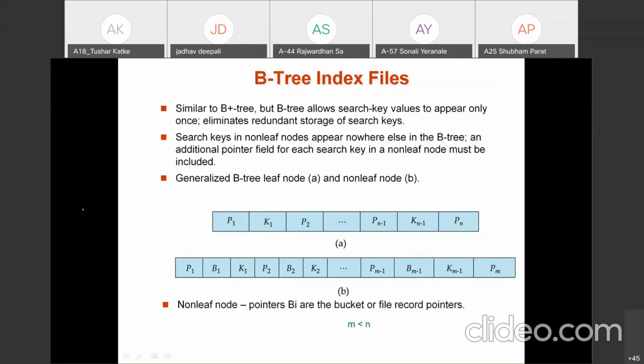M is always less than N, why? It requires more space for bucket pointers, and that is why the number of pointers stored here is always less than in the leaf node. If there are n pointers in the leaf node, there are m pointers in the non-leaf node, where m is always less than n. Why? Here it requires extra space for this bucket pointer. Okay. Now see here.